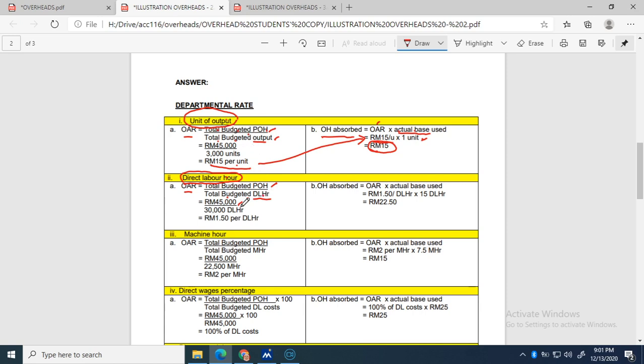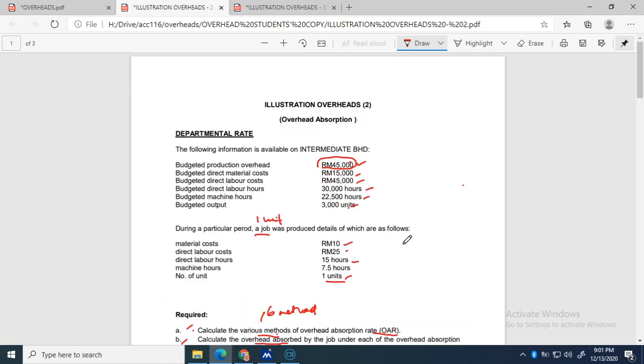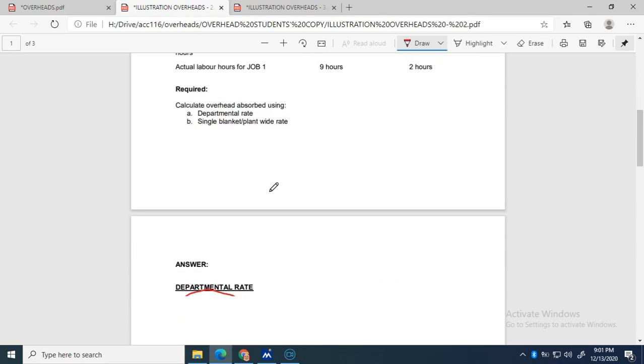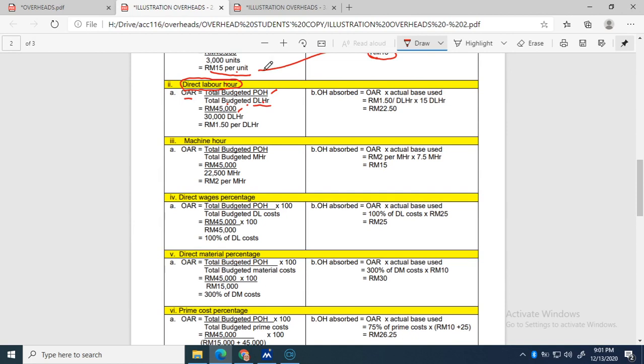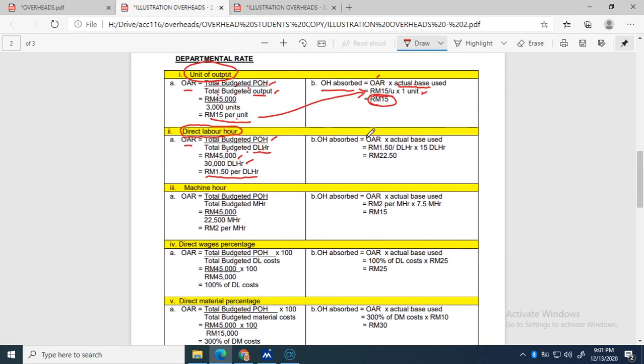Okay, number one is unit, but number two, the basis is direct labor hours. So how many direct labor hours? It is 30,000 direct labor hours. So 30,000 direct labor hours divide. So the OAR is RM1.50 per direct labor hour.